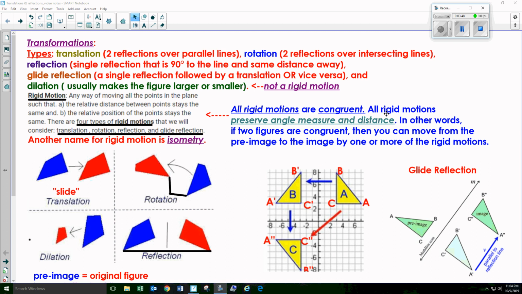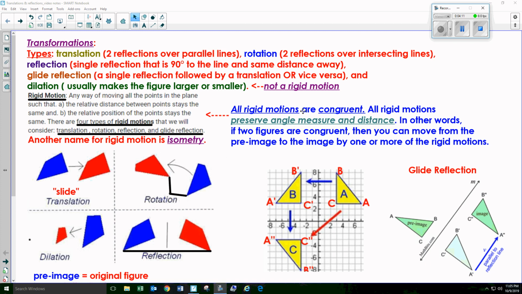So, what are the key things that rigid motions preserve? Rigid motions preserve angle measure and distance. These are the two things that the DCAS will focus on. In fact, that could be a question on the DCAS right there. What are preserved by rigid motions or isometries? Angle measure and distance are the two words they're looking for.